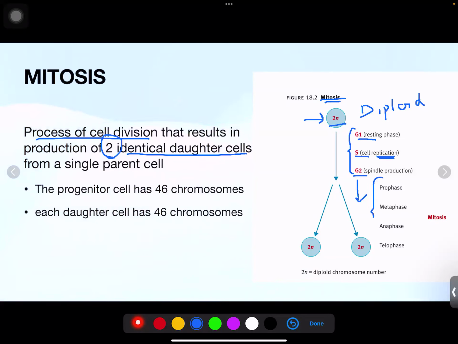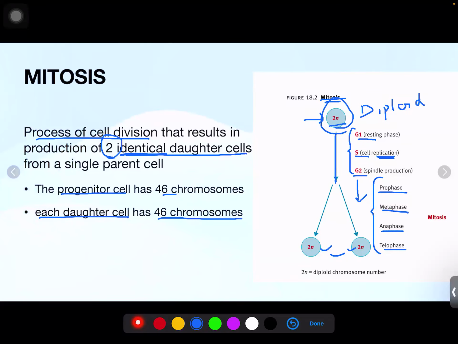So mitosis has these four phases: prophase, metaphase, anaphase, and telophase. PMAT, PMAT. Okay. So a diploid cell enters into mitosis and generates two daughter cells which are identical. That's very important, that these are identical. There is no change in the daughter cell, and the chromosome numbers are also the same. Like the progenitor cell has 46 chromosomes, so does the daughter cell. Each daughter cell has 46 chromosomes. There is no reduction of chromosome number.